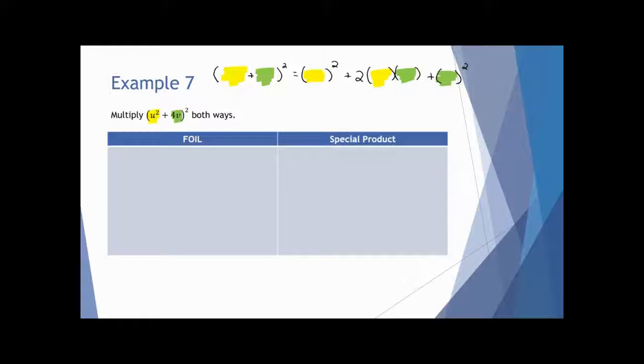So I'm going to start by using the shortcut. I first start with what's in yellow squared. So that's going to be u squared squared, then plus 2 times the yellow, so that's times u squared, then times the green, which is 4v, then I have plus the green, which is 4v squared. I'm going to just highlight those so you can see the pattern.